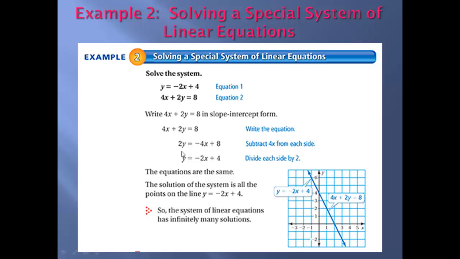The two equations we now have are the same. We had y equals negative 2x plus 4 as our first equation, and our second equation, when we put it in slope-intercept form, is also y equals negative 2x plus 4. The solution of the system is all the points on the line y equals negative 2x plus 4. So the system of linear equations has infinitely many solutions. When you graph this equation, it would be the same line.